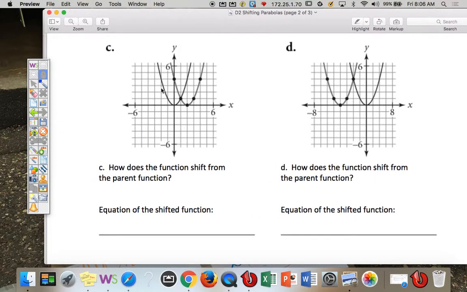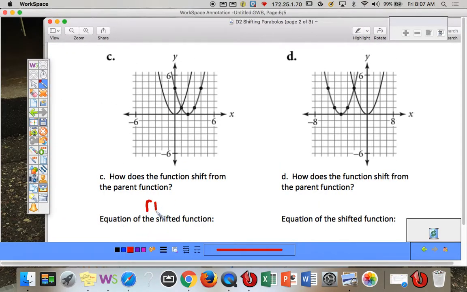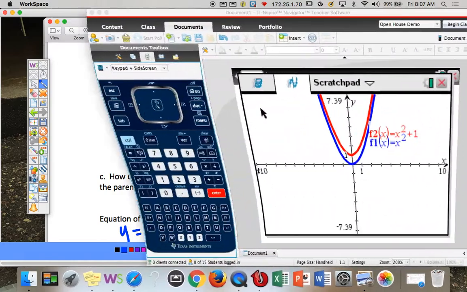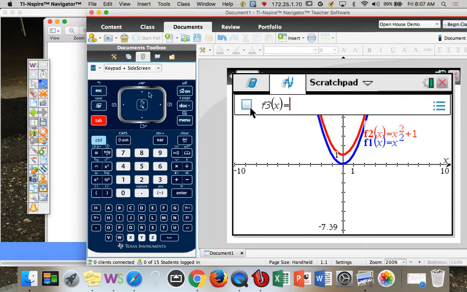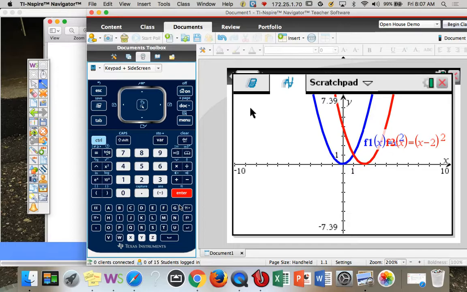So the next one is, how does it shift from the parent? It looks like it goes to the right 2. From before, we know this is y equals, and inside the parentheses was the left or right. And yesterday, right was minus. So let's try that. So I'll hit tab and go up, and in my parentheses, do x minus 2 squared. And you can see, yep, it moves to the right 2.